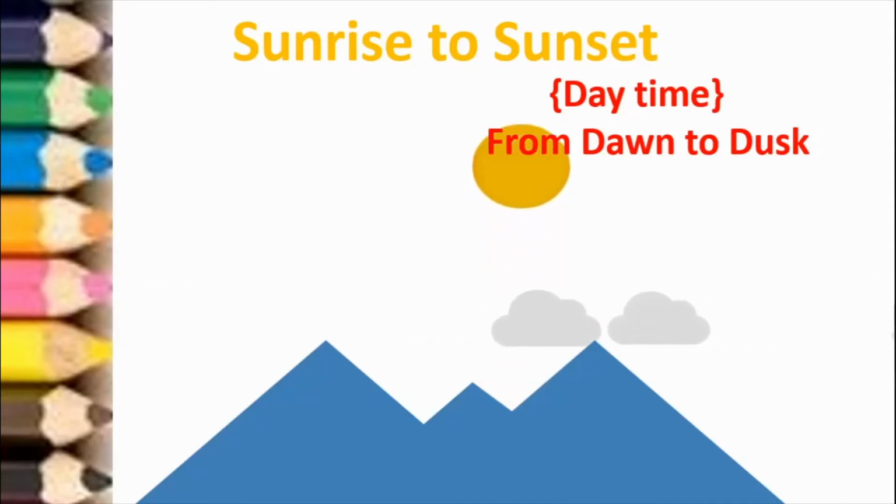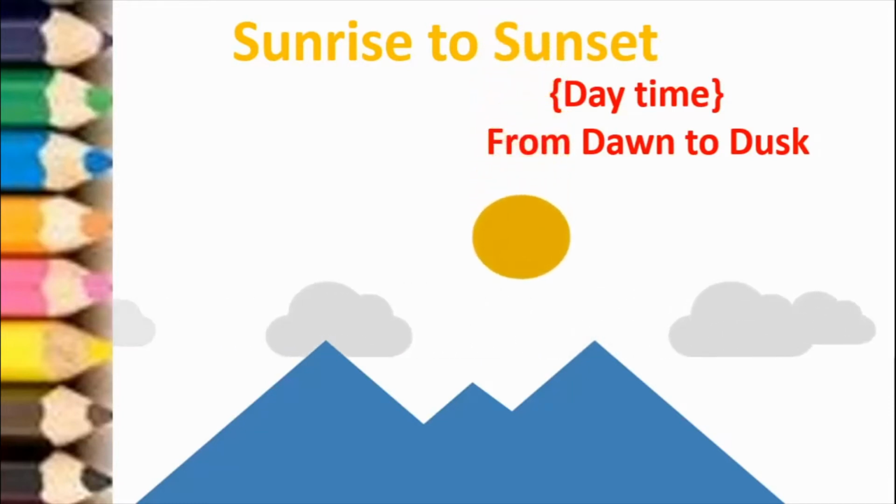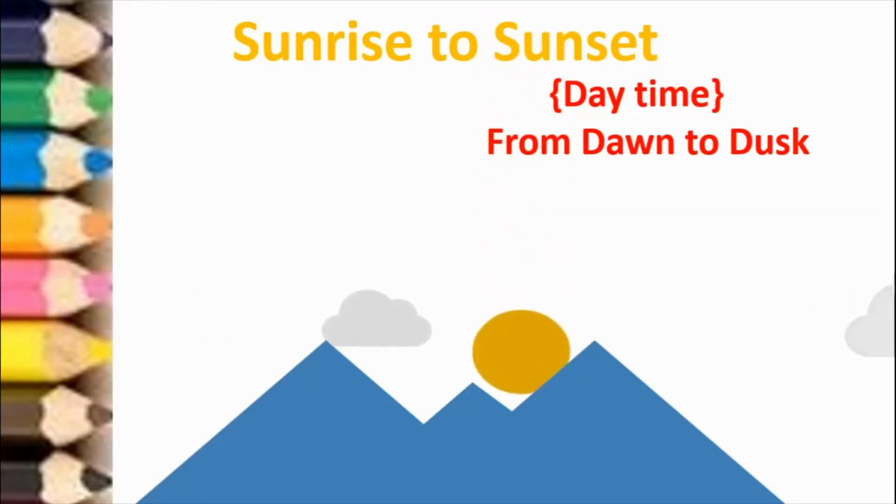Dawn. It was dawn. It has gone up, up, up. And now it will start coming down, down. Can you see? It is coming down. And now it is dusk. Okay? So from dawn to dusk, from morning to evening, we say it is daytime.